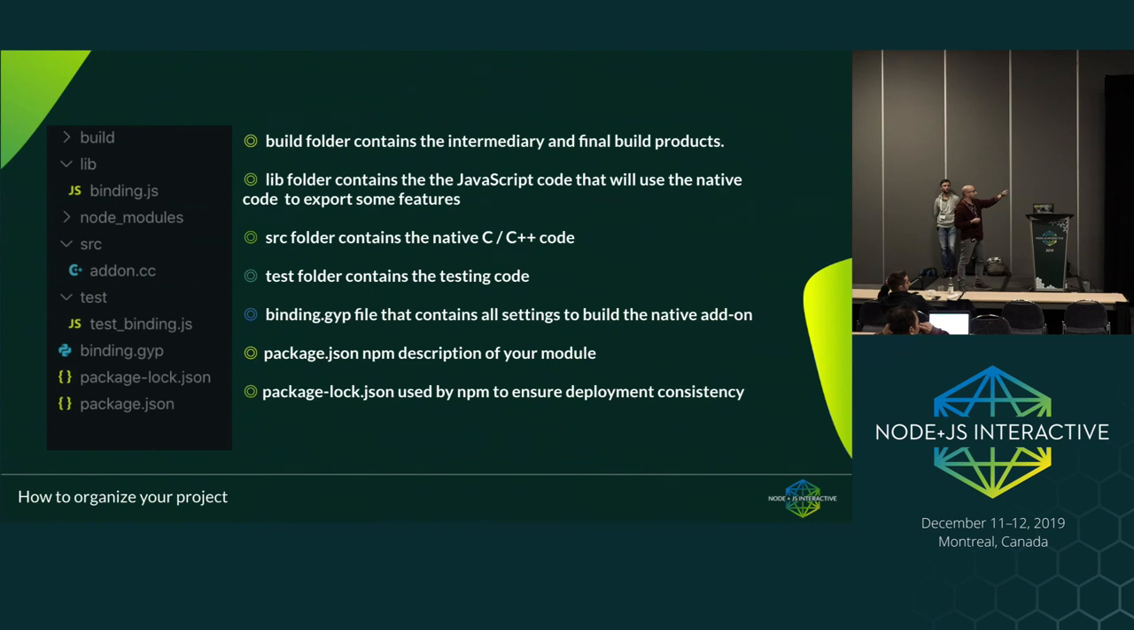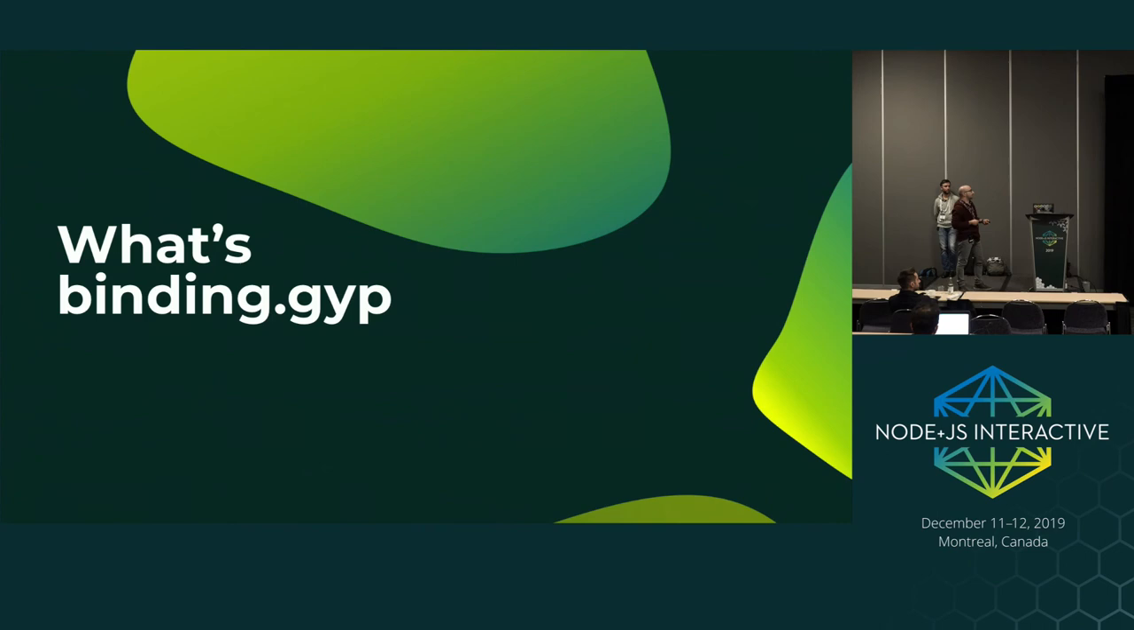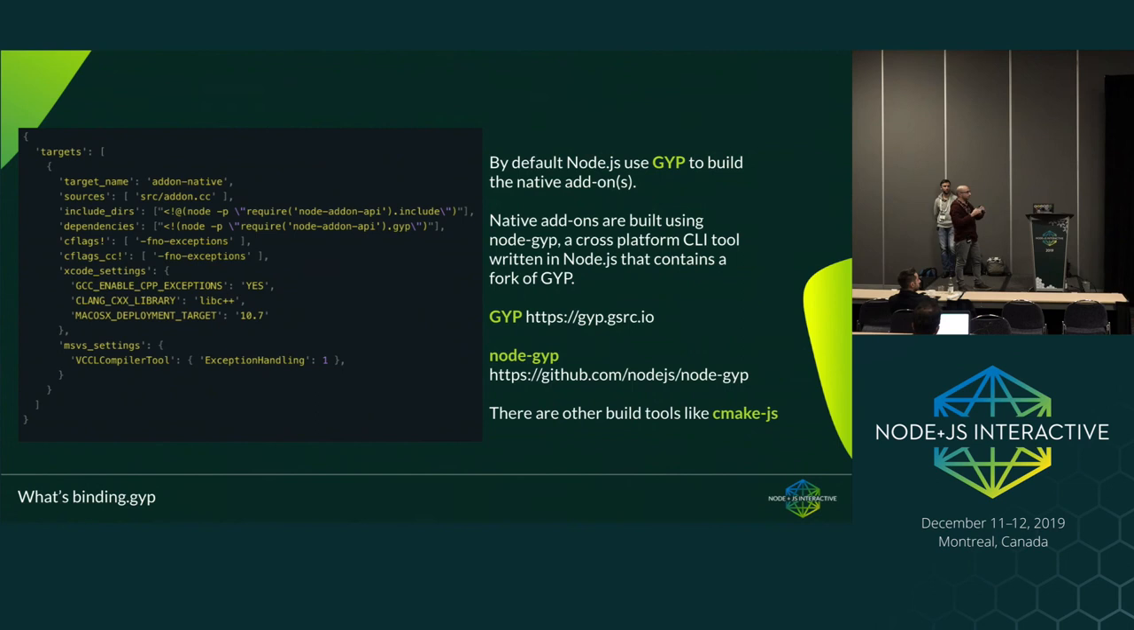There is a folder called src where there is the native code, C and C++ code, and a special folder called build that contains intermediary and final build products. And then we have binding.gyp, that is a special file that contains all the settings to build your native add-on. binding.gyp is used by Node.js, and internally it's used by GYP, that is the default building tool that Node uses to build native add-ons.